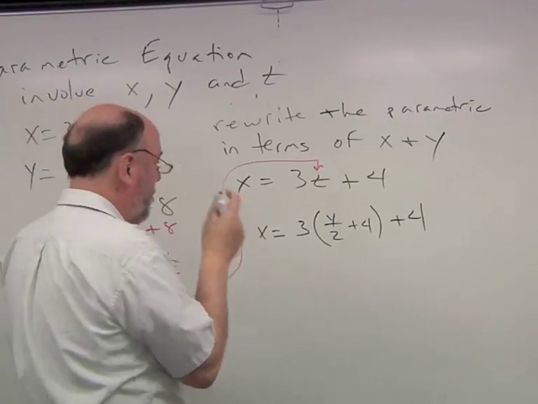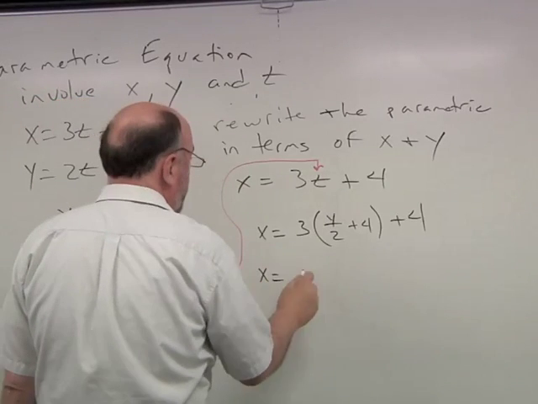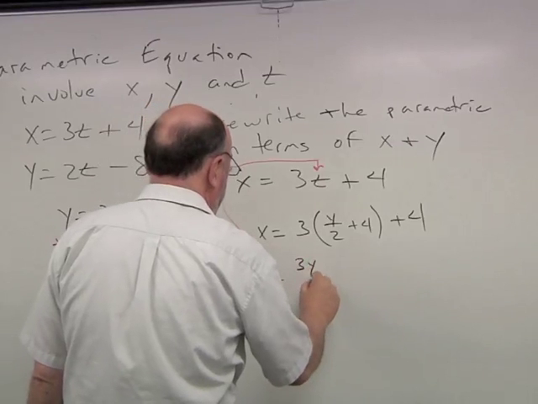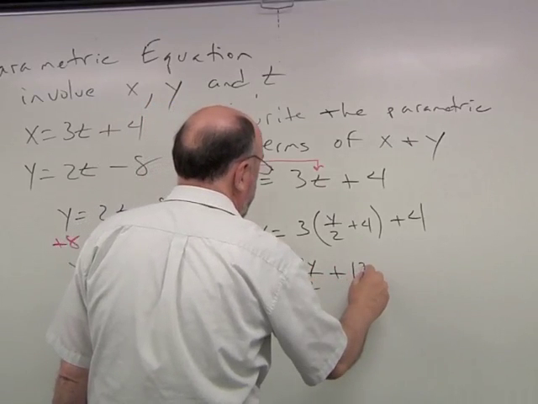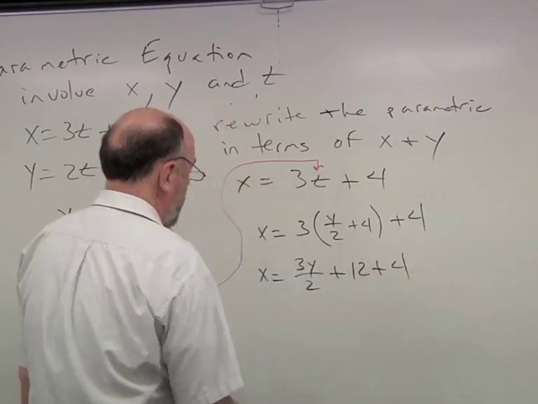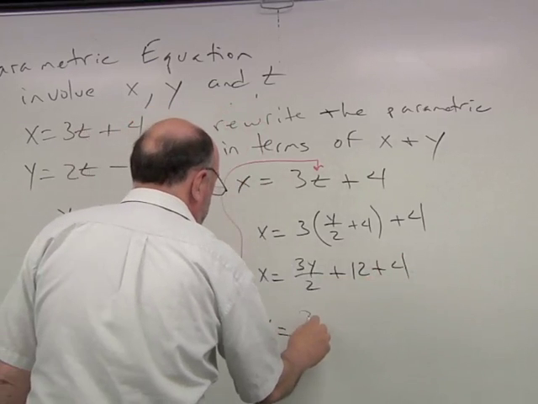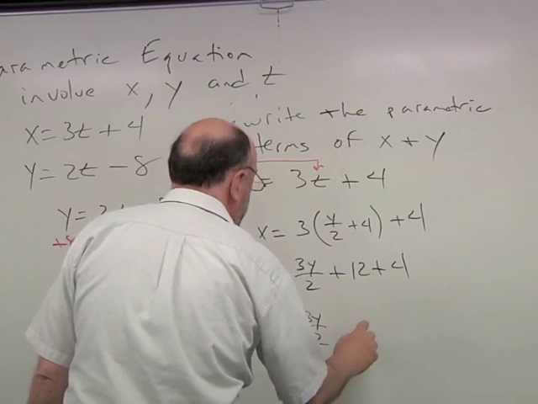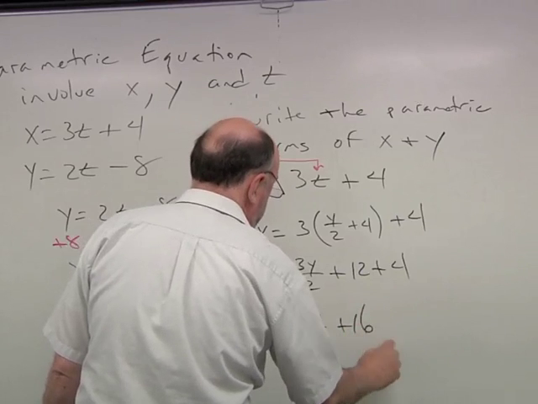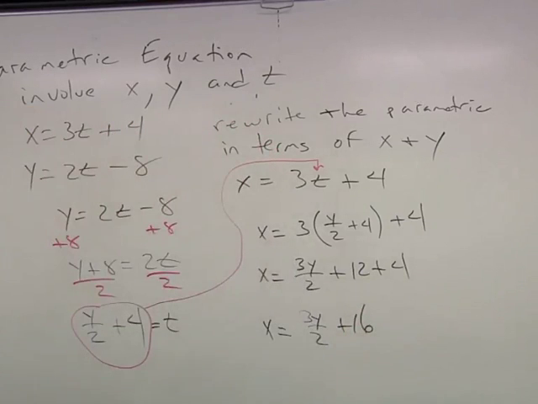And so now we go through and do this, we get x is going to equal 3y over 2 plus 12 plus 4. So x will equal 3y over 2 plus 16. So we have our equation now in terms of x and y's. So given a pair of equations, you should be able to rewrite it in terms of x's and y's.